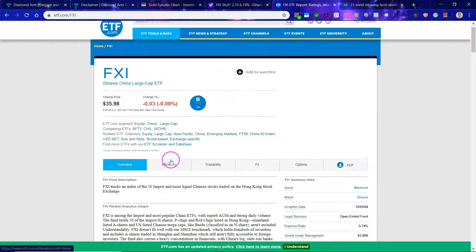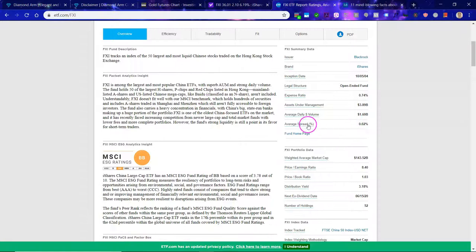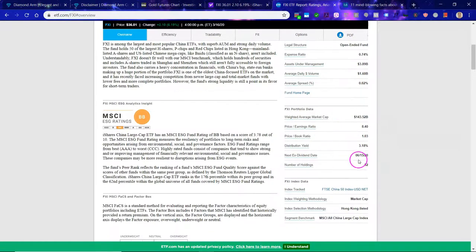If we go to ETF.com, it has a B rating. The average spread is 0.02%, so very tight. Average daily dollar volume is $1.6 billion, so that's nice and liquid. Number of holdings is 52.